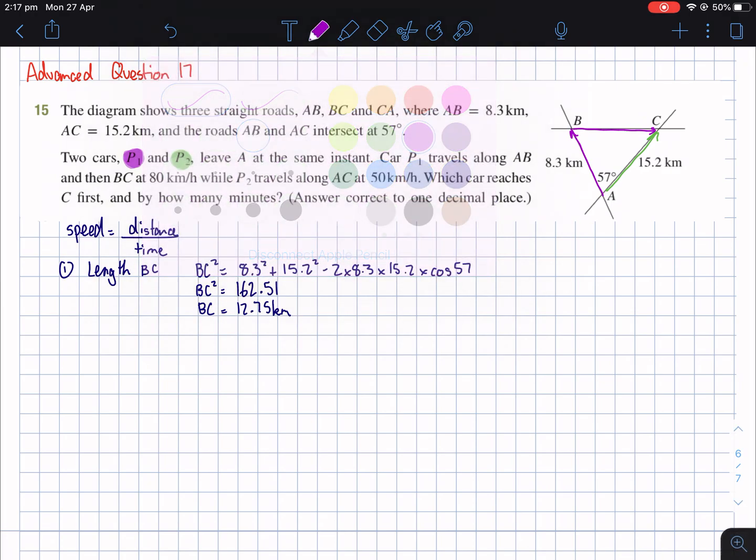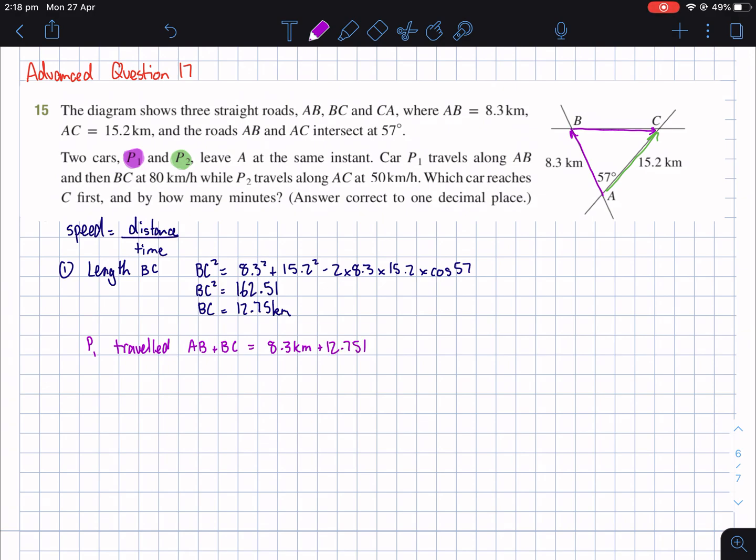So P1 went AB plus BC, so it's 8.3 plus 12.75, which gives us 21.05.